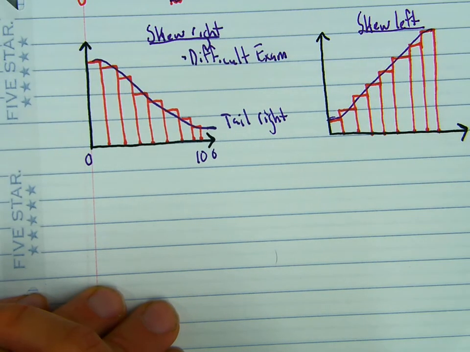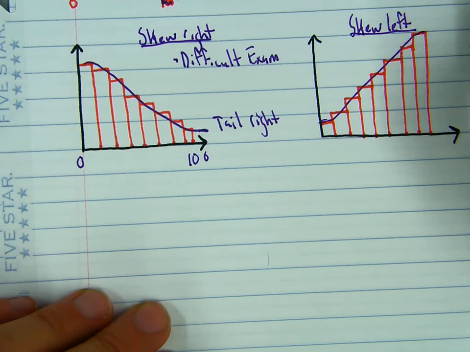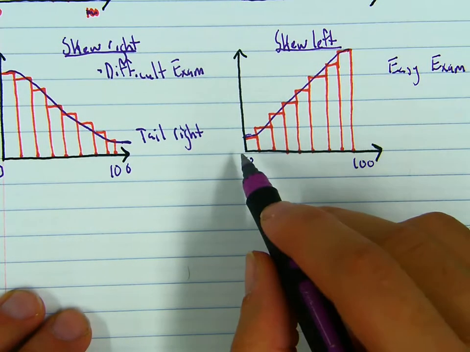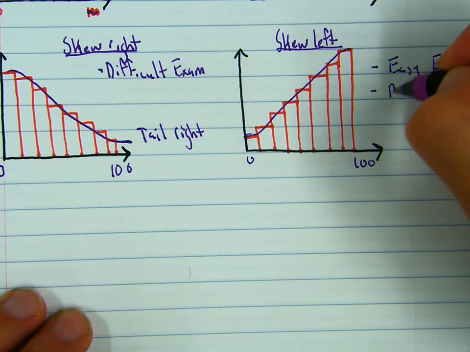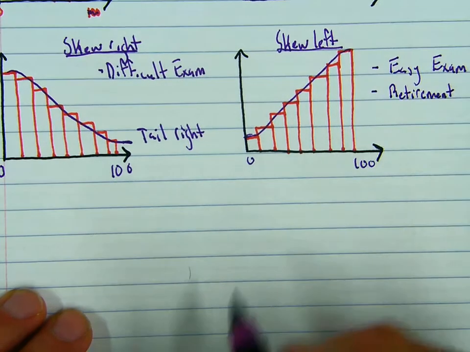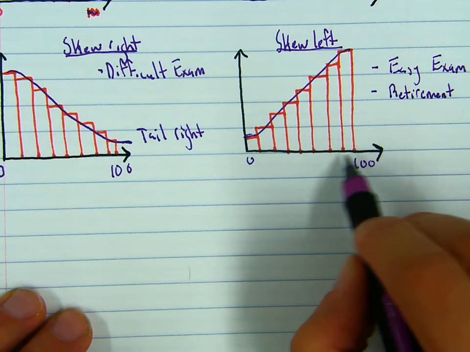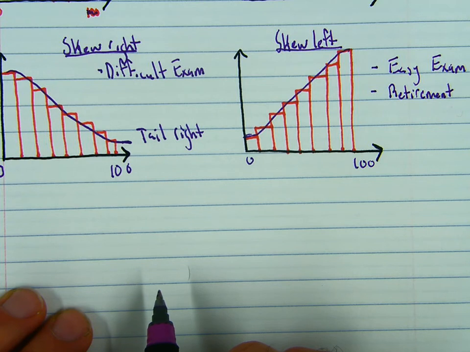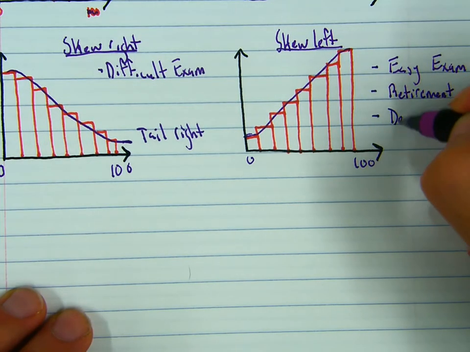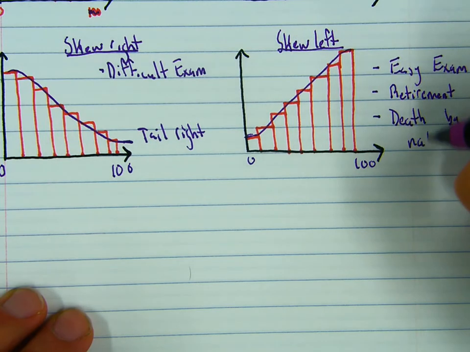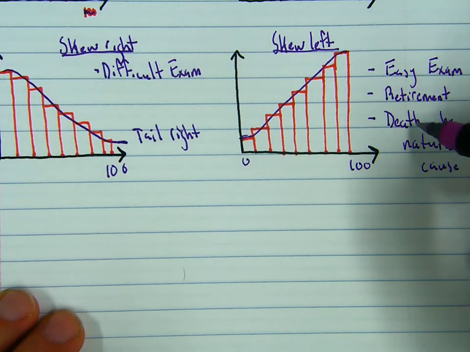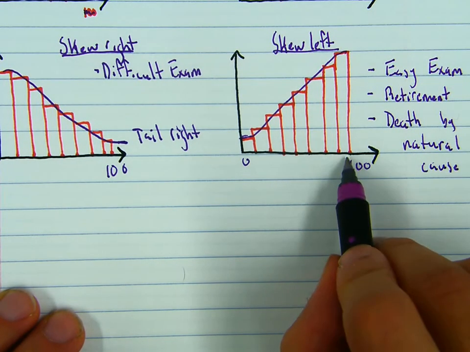What else? For this one, I guess you could say an easy exam. An easy exam, more people are going to do very well versus not so well because the test was easy. You could think of something like retirement. You're more likely to retire at an older age versus a younger age. I know it sounds very bad, but also death by natural cause. You're more likely to pass away due to health conditions at an older age versus a younger age.